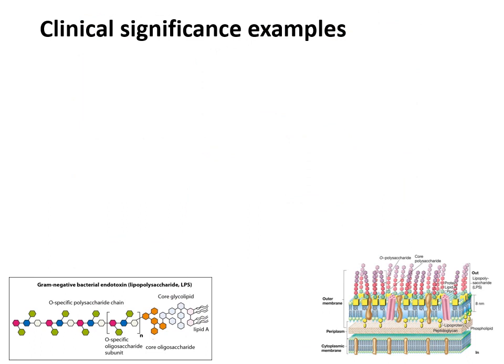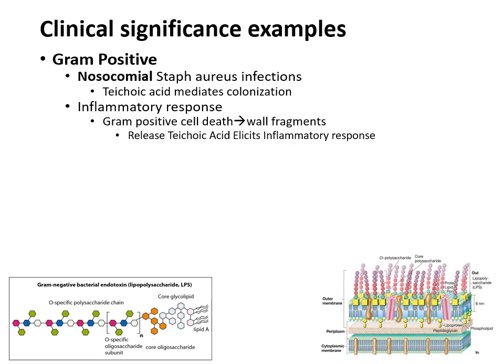Now, when we talk about the bacterial cell wall and the different components of the gram-positives and gram-negatives, I just want to point out a few clinical significances in terms of those components. So with gram-positives, the fact that they have teichoic acid helps them to stick within your nasal cavities. A common one to do this is Staph aureus, if you've heard of staph infections. And when I write that nosocomial staph aureus infections do this, nosocomial, remember, simply means infections picked up in hospitals.